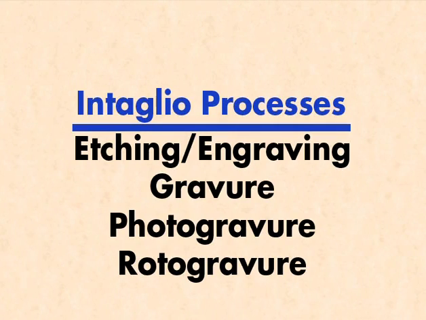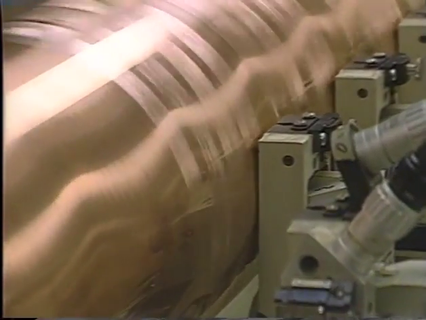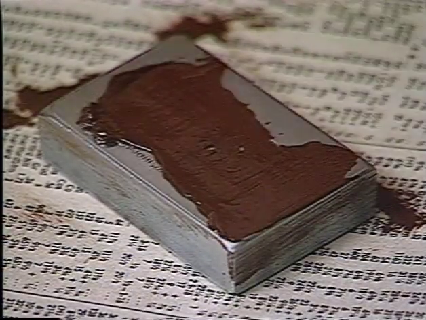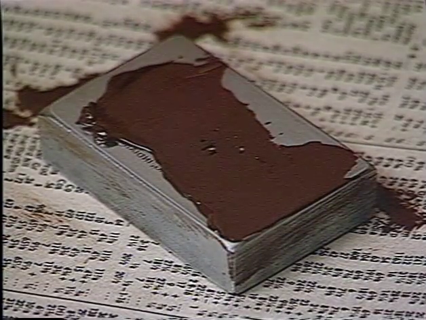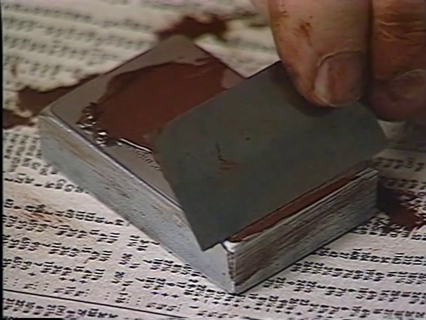Intaglio processes: etching and engraving, gravure, photogravure, and rotogravure. Intaglio printing refers to printing methods where the image to be printed is mechanically, chemically, or electronically engraved, scratched, or etched below the non-printing area. Ink is placed in the depressed images, and the non-printing area is cleaned prior to transferring the image to the substrate to be printed on.